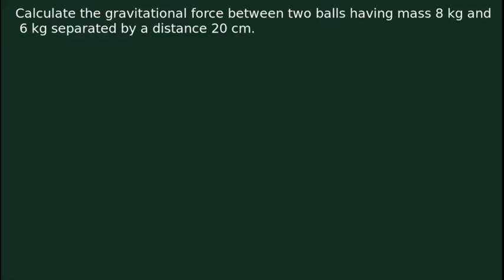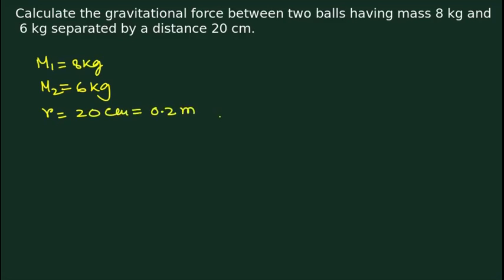Let's take an example. Calculate the gravitational force between two balls having mass 8 kg and 6 kg separated by a distance of 20 centimeter. Let's say m1 equal to 8 kg and m2 equal to 6 kg, and the distance between them, that is r, equal to 20 centimeter, so that is equal to 0.2 meter.